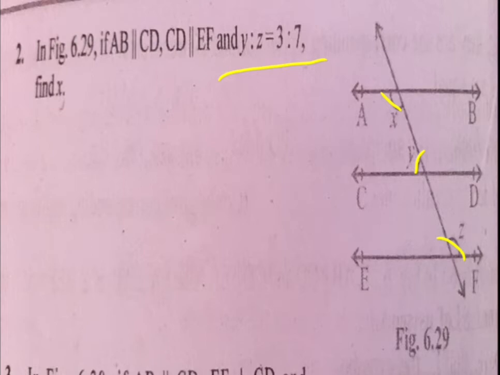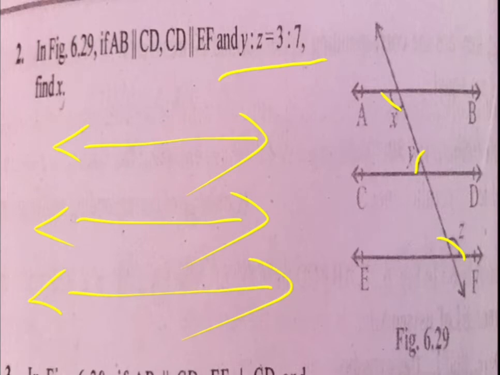We should find out the value of this x angle. And one more thing we can observe here, there are three parallel lines here, right? AB, CD and EF. Like this we have three parallel lines, and to all the three parallel lines we have the same transversal, isn't it?